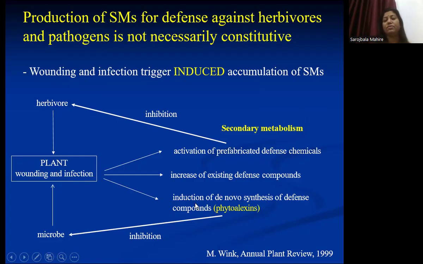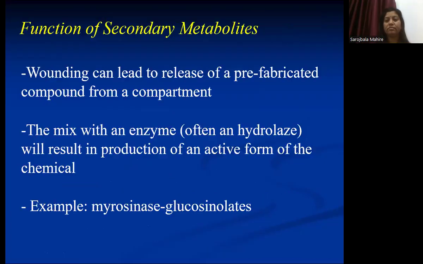Induction of de novo synthesis of defense compounds, such as hyperlysins, that increase the matrix. Function of secondary metabolites: wounding can lead to release of free, segregated compounds from the compartment. The mix with the enzyme, often a hydrolase, will result in the production of the active form of the chemical. For example, myrosinase and glucosinolates.